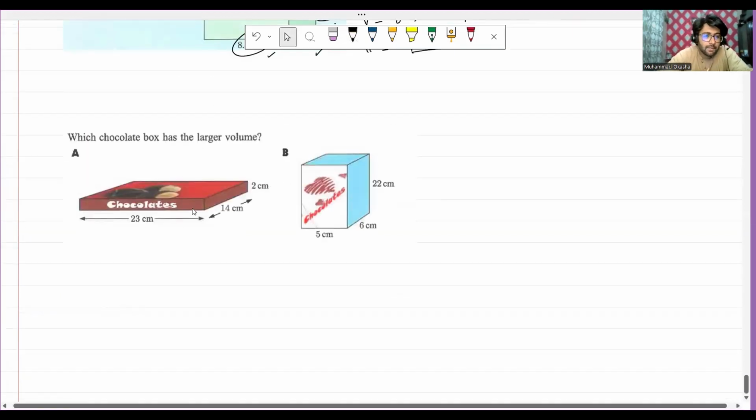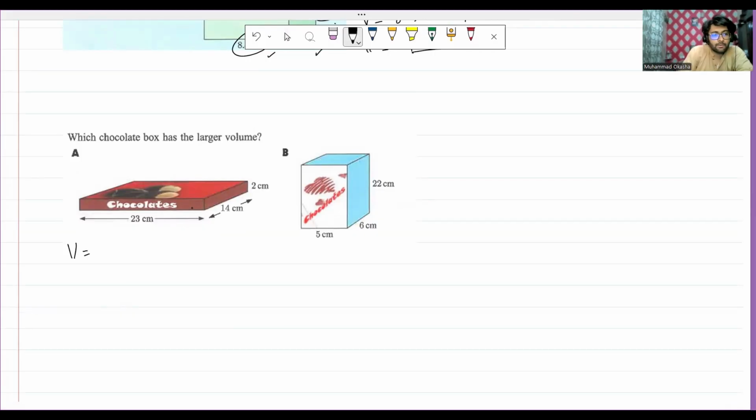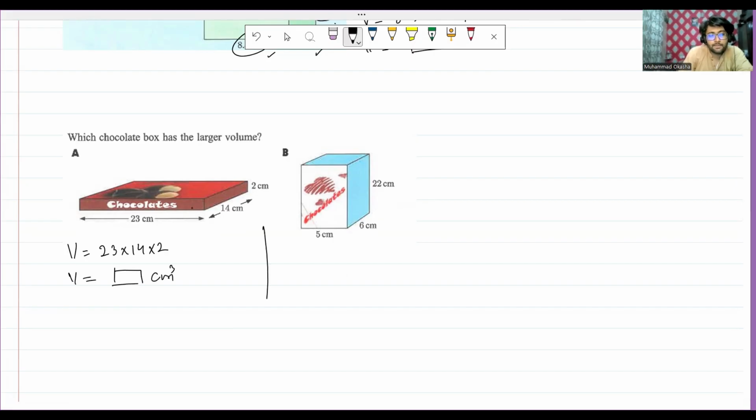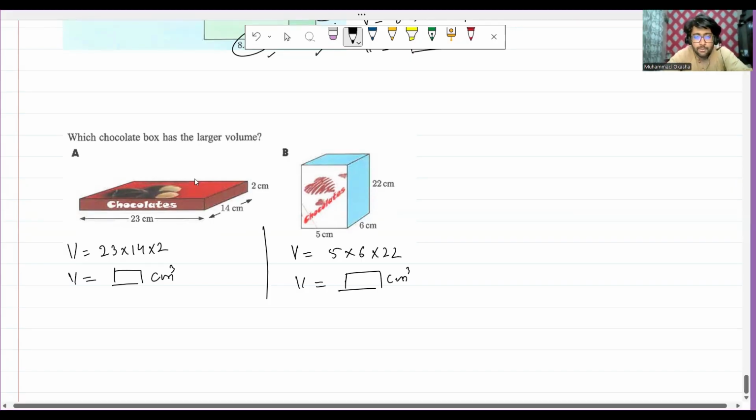Which chocolate box has a larger volume? Well, we'll calculate the volume of each one. This is a chocolate bar, 23 multiplied by 14 multiplied by 2. You're going to get a certain volume in centimeter cubed. And then for this one, it's 5 centimeters multiplied by 6 centimeters multiplied by 22. We're going to get a certain centimeter cubed. Then you can compare which one is bigger and which one is smaller.